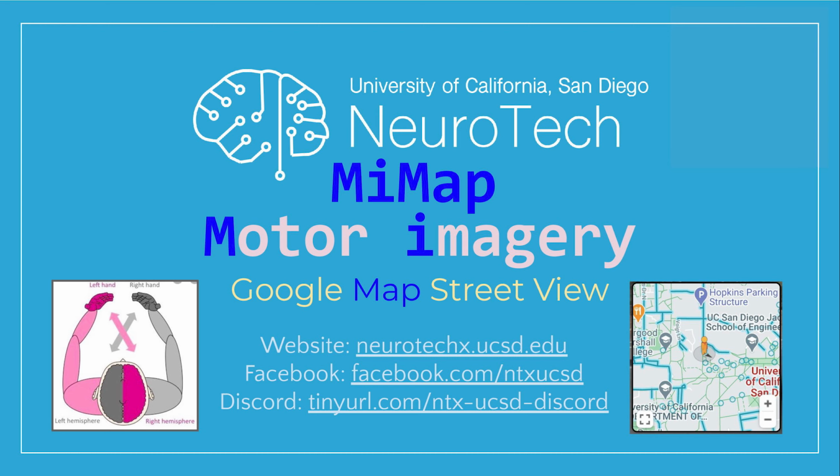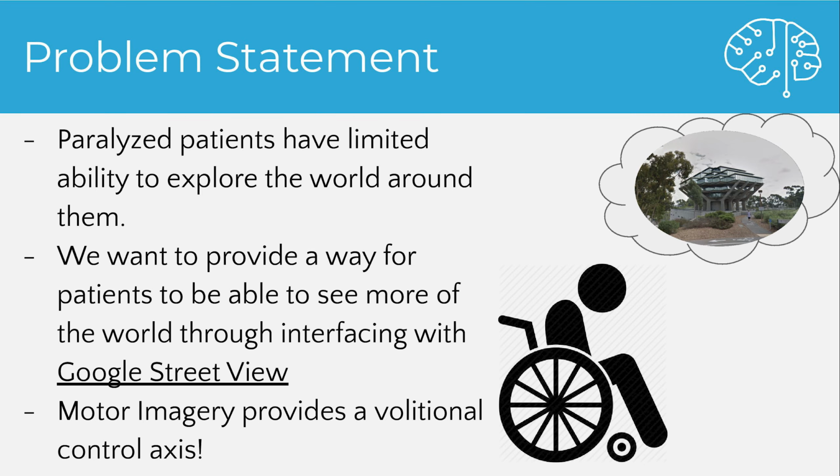We are NeuroTech at UCSD, and this is our motor imagery controlled app for Google Street View, MiMap. With the onset of COVID, we miss going to campus and exploring the outdoors, but paralyzed patients can't even use Google Maps. Brain-computer interfaces can be very helpful for inputting general commands on a computer and can be used to play Minecraft, explore Google Street View, and control other apps that require a limited set of input commands.